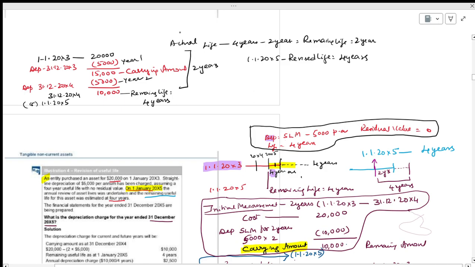Remaining life, not another. Another means plus. Yes, remaining life. Okay, the words are remaining, which means only 4. Next, 4. Yes.